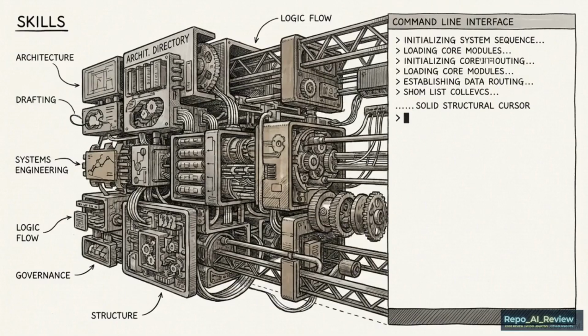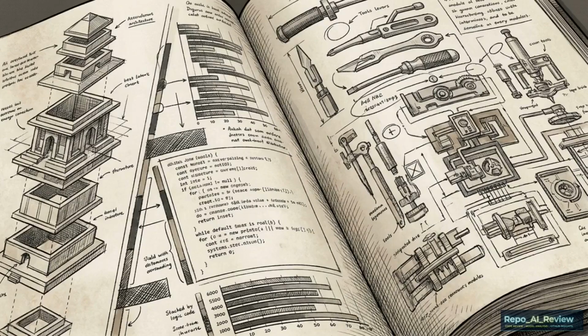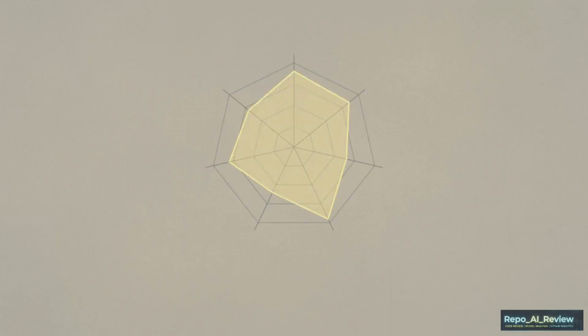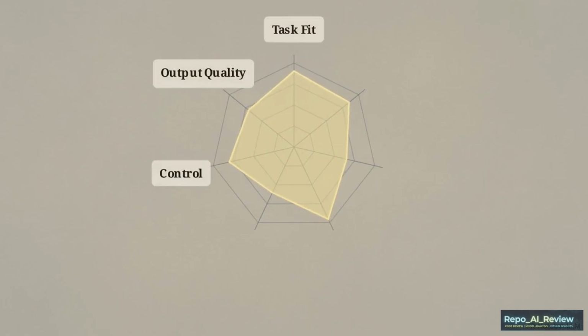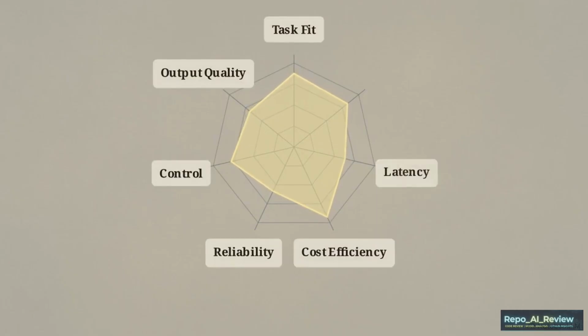The engine runs on what it calls Layer 3 agent skills. These are deep markdown files that act as strict instruction manuals, teaching your local AI assistant exactly how to operate 52 different production tools. This radar chart shows the 7 dimensions the system uses to evaluate every provider: task fit, quality, control, reliability, cost, latency, and continuity.